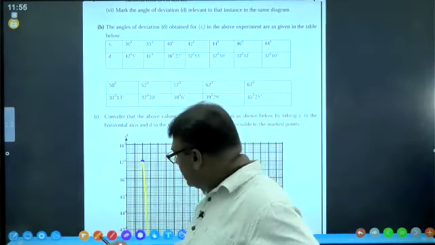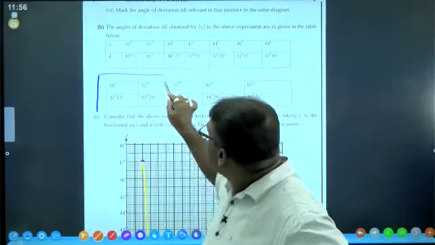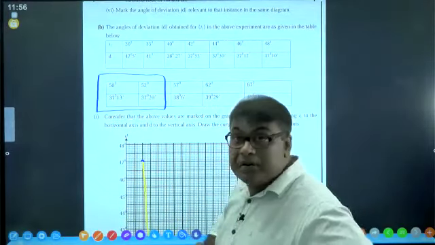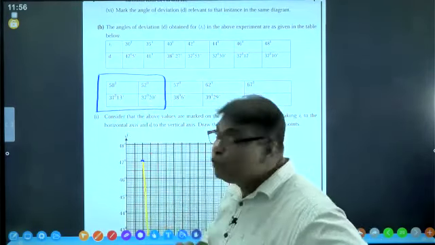According to the values, we can just identify that the minimum deviation lies in between an angle of incidence of 50 degrees to 52 degrees.